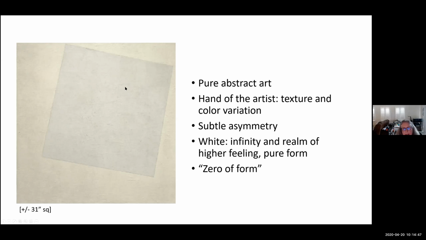And so we see, again, as I said, we see the hand of the artist, and there's a subtle asymmetry. Now, evidently, this interior skewed square is not perfectly square. That is something that I can't verify for you. That is something that I read. So, we'll just believe that. And again, in his mind, white is infinity. It's also a void, and it's also higher feeling and a pure form. So this is just under 3 feet square.